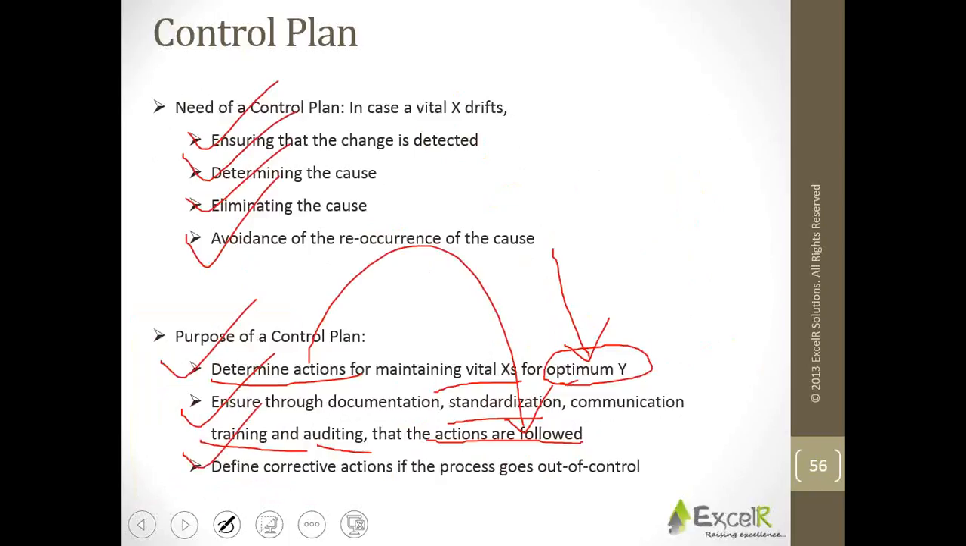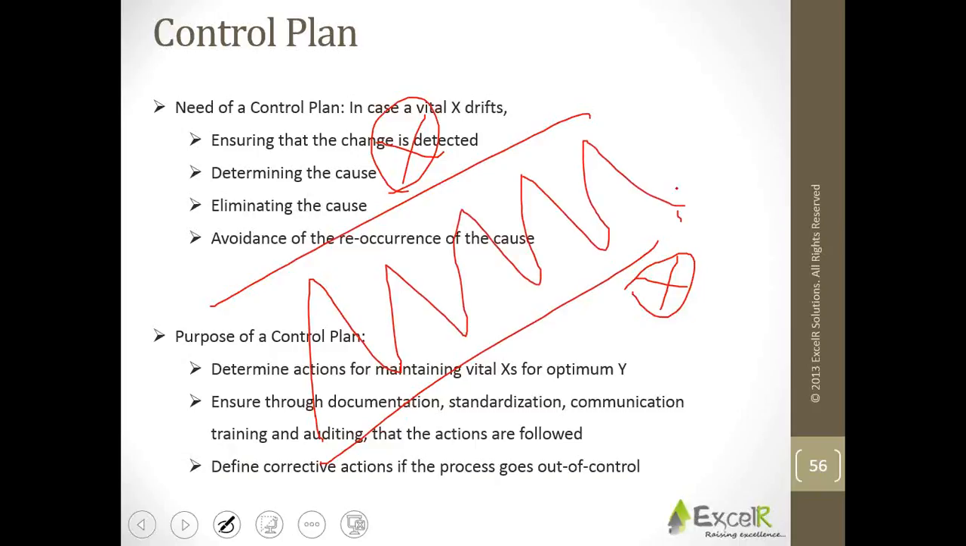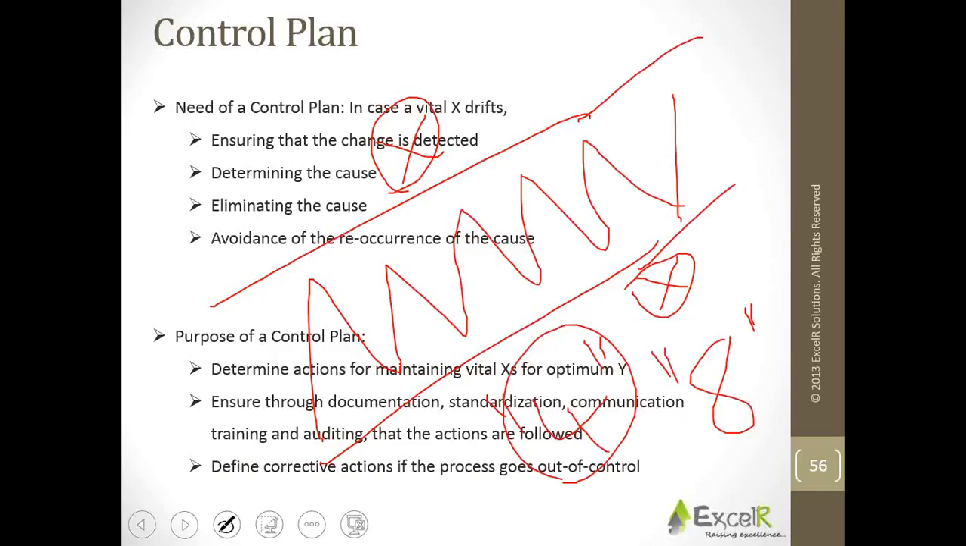Then you define corrective actions if the process goes out of control. Out of control, once again, I'm repeating, if the data points fall outside the limits, or if there is a specific pattern, or we know that for attribute data, Minitab has 4 different tests which are performed. And for continuous data, we have 8 different tests which are performed. So if any of these 4 or any of these 8 are violated, then you say that the process is out of control and you take corrective actions to bring the process back in control.